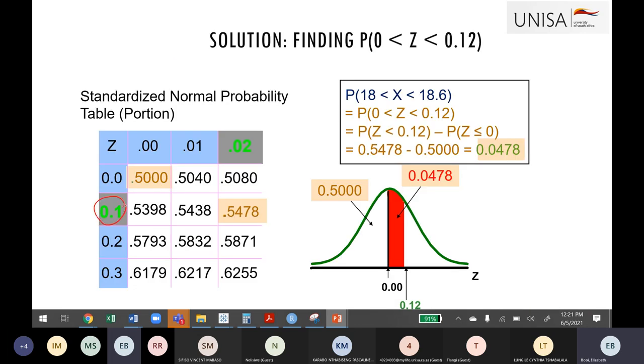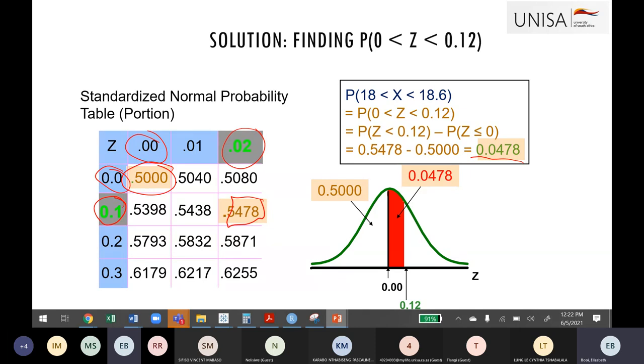We go to the table and look for the probability of 0.12, and we find that it is 0.5478, and we go find the probability of 0.00, and we find that it is 0.5000. Then we subtract one from the other, and the probability of between, which is only the shaded area, is just 0.0478, and that is the probability of between. Not only that, we learned how to find the probability of between, the probability of greater than, and the probability of less than.